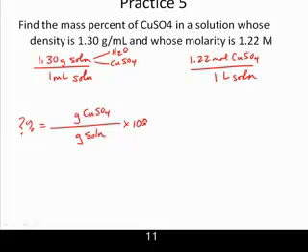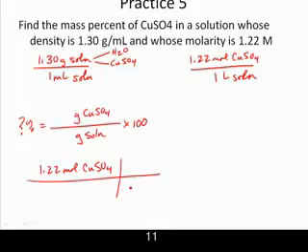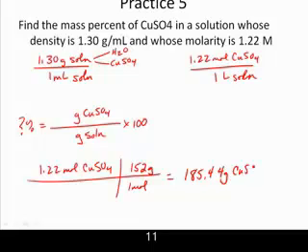Okay, so this one's not too bad. We have 1.22 moles of copper sulfate. I need that into grams. So 1 mole of copper sulfate is going to be 56 plus 32, and I'm getting about 152 grams. Whoops, is that right? Yeah, grams copper sulfate.